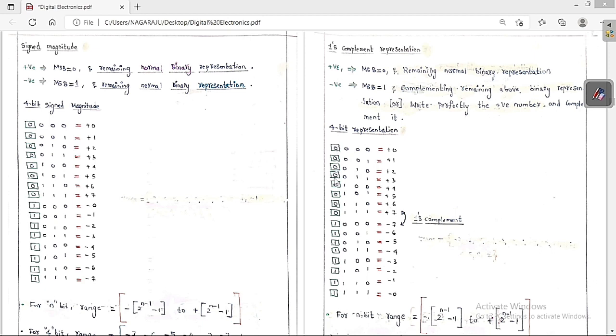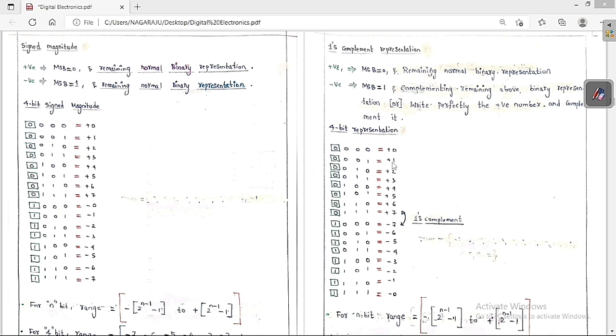So remember, this is the MSB bit. MSB 0 means it is a positive number, and MSB 1 means it is a negative number by default. You can see clearly this is the MSB. The remaining bits are 0, 0, 0, which is basically 0. The sign bit is 0, so it is a positive 0, plus 0. And here again 0, 0, 1 means 1, but the sign bit is 0, so it is a positive number, plus 1.